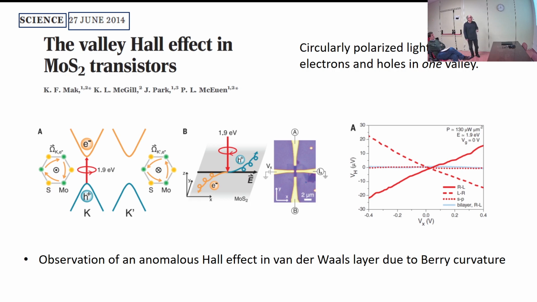This is not a bilayer. This is a single. I think this must have been a bilayer where the curvature was 0, where the Berry curvature was 0. I've forgotten about that blue line, right?